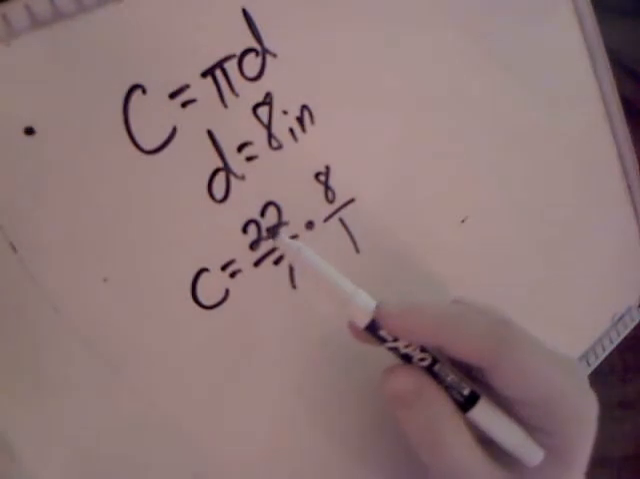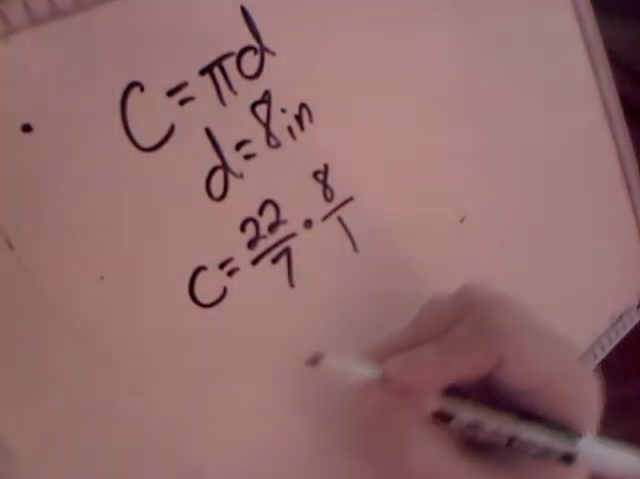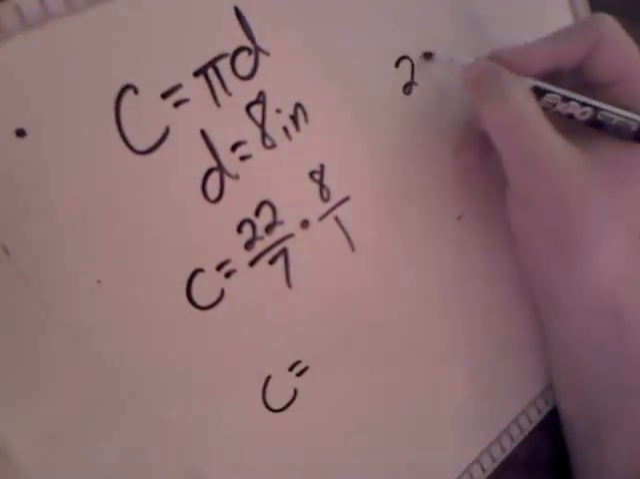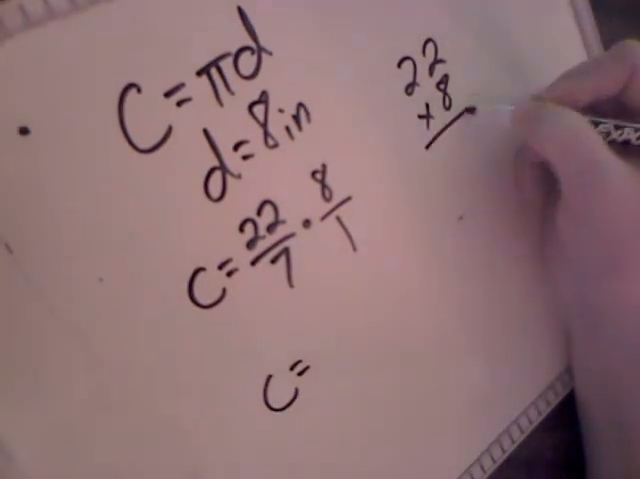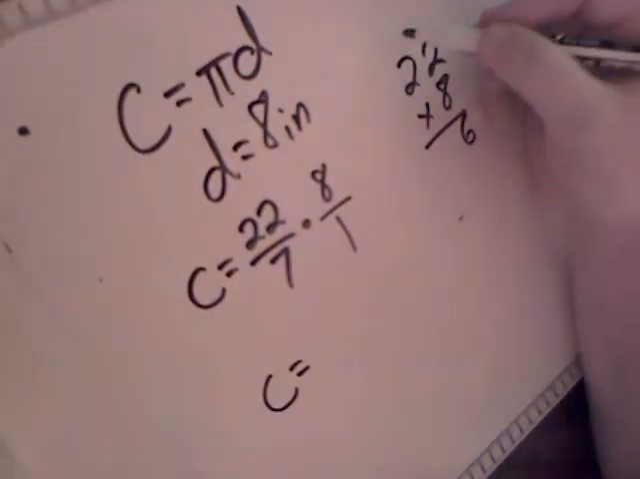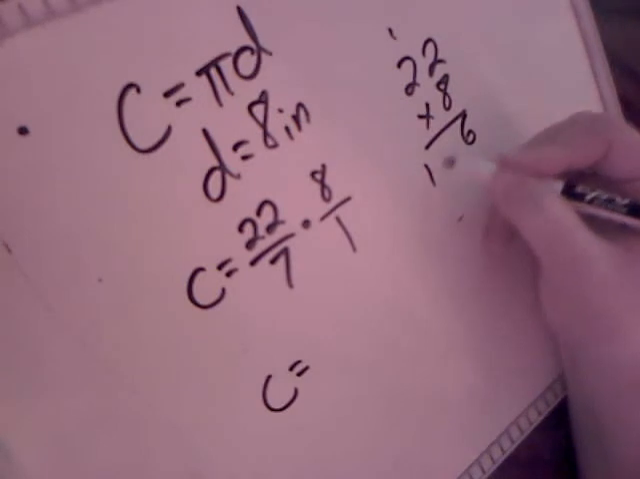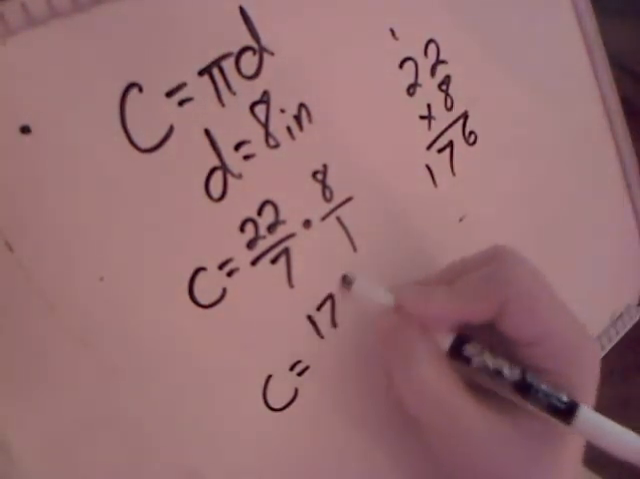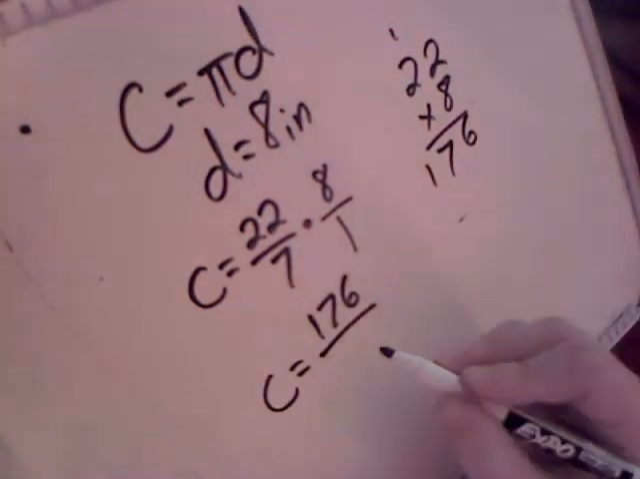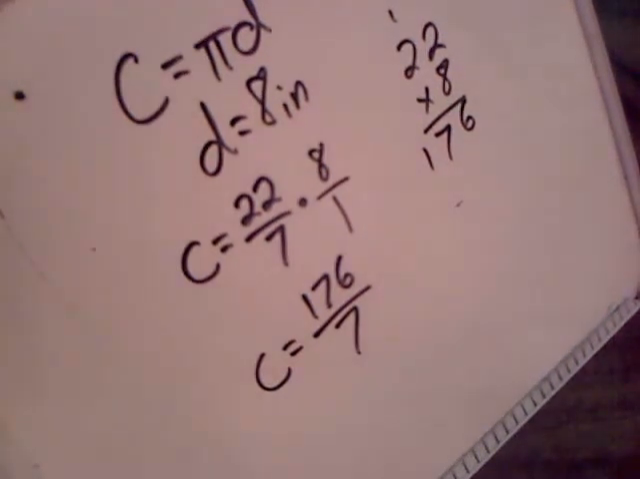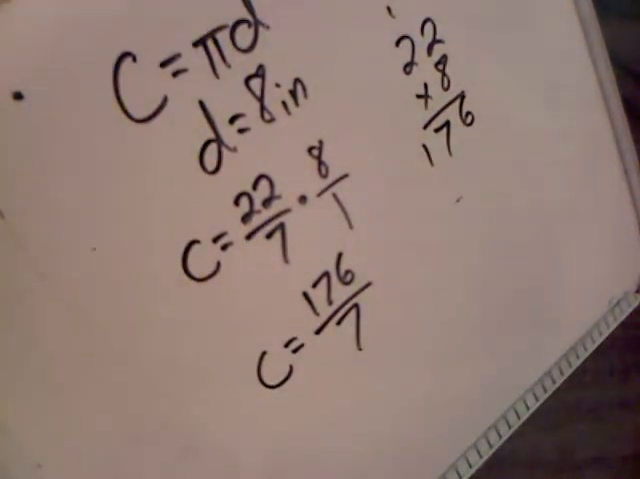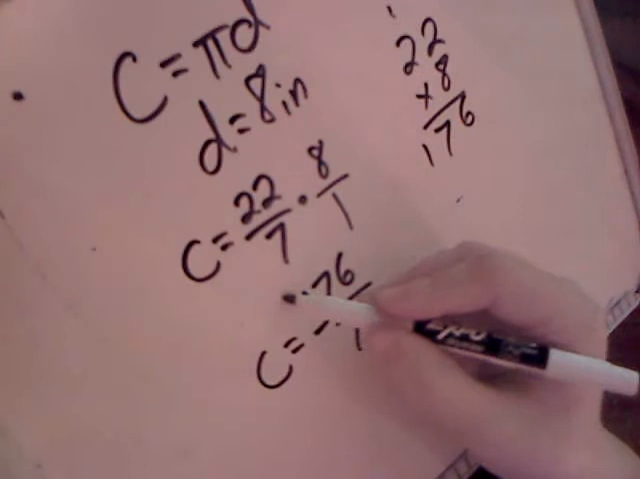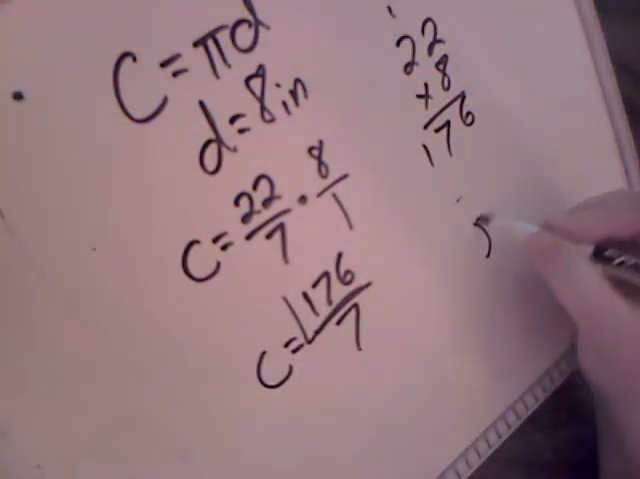So the first thing I'm going to do is I'm going to multiply 22 times 8. 8 times 2 is 16. Carry the 1. 8 times 2 plus 1 is 17. So I have 176 over 7 times 1 is 7. I can't leave my answer like that because that's an improper fraction. So I have to make the whole number and divide.